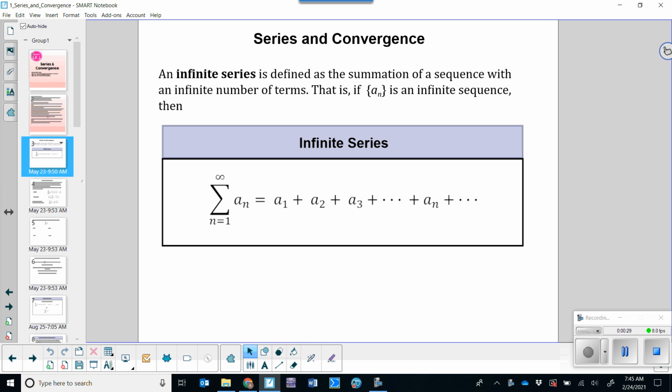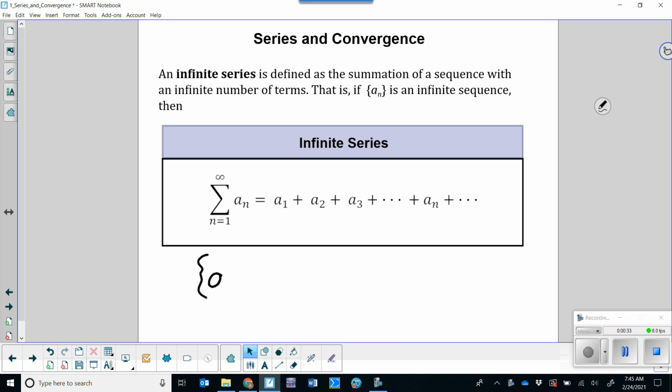So a sequence would be written, if we wanted to write down the sequence that goes with this, we would use curly braces, and the subscript is just a generic term. So this is just saying term 1, comma, term 2, comma, term 3, comma, etc. to term a_n. And that would be a sequence. Okay, so a sequence is just a list.